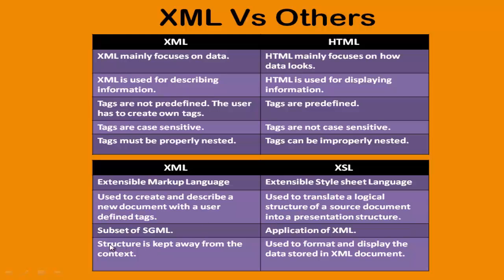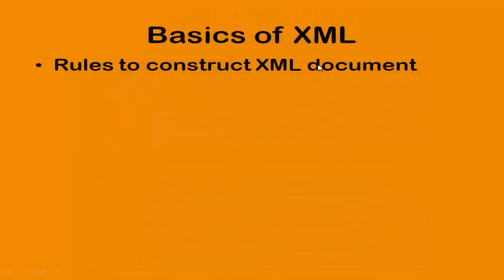And structure is kept away from the content. So in XML, as we have seen earlier, structure is separate and the content is separate. But here in XSL, it is used to format and display the stored data. Whatever data you're giving, it displays. That's it. This is the main use of XML compared with other languages. I hope you understood this. Now, let's go to the basics of XML.